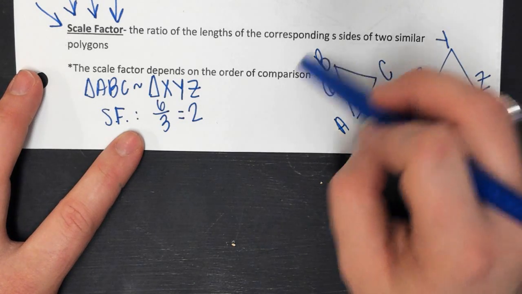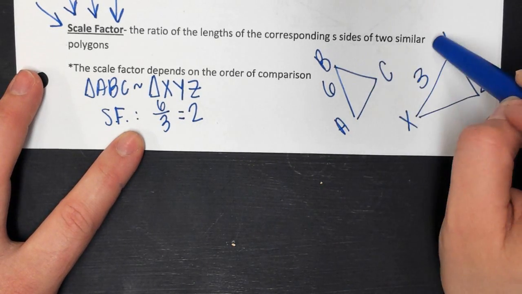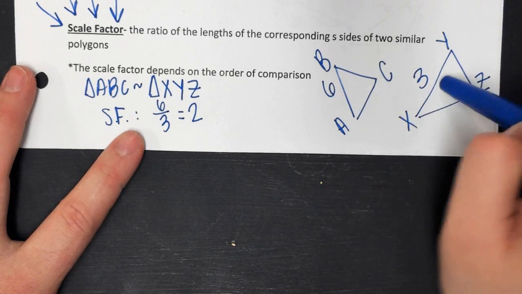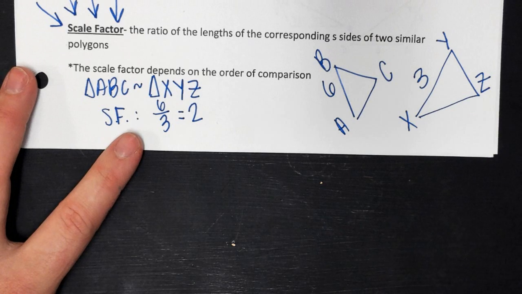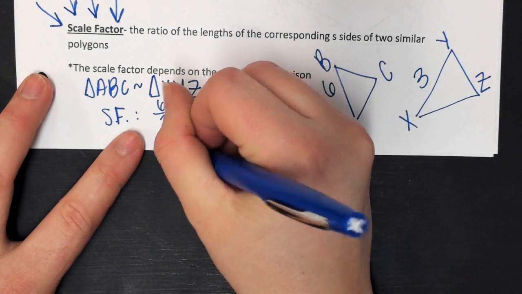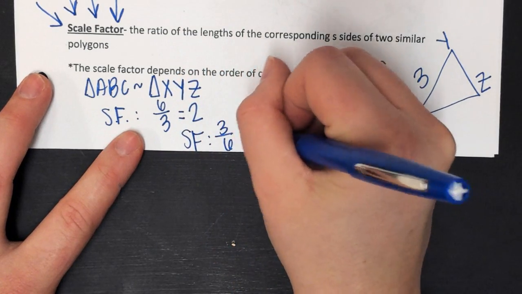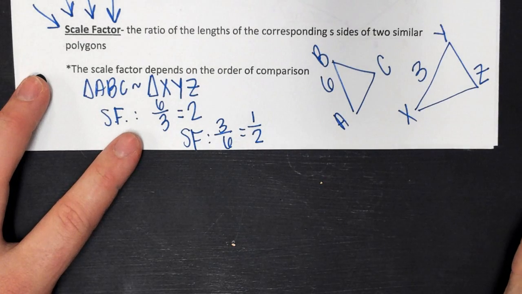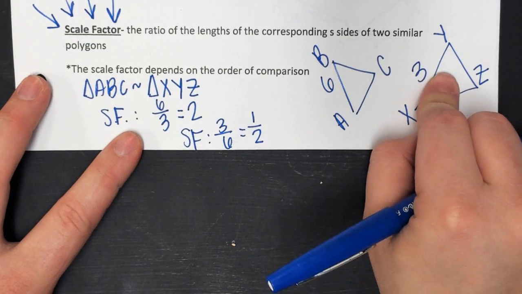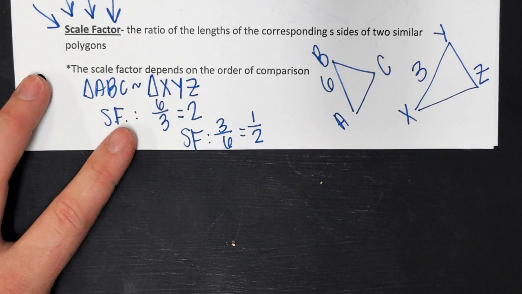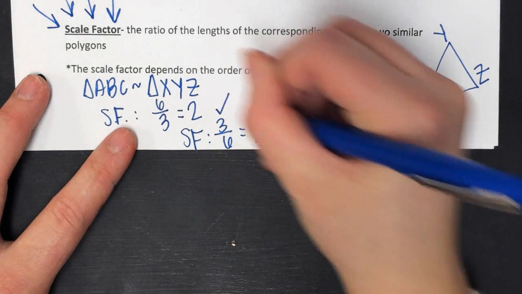Or, if I want to go from ABC to XYZ, what's the ratio from here to here? Divide by 2. So in that case, the scale factor would be 3 over 6, which is 1/2. You're dividing this by 2 to get here. You're multiplying this by 2 to get here. They're both correct answers. It just depends on the scenario in which you're using it.